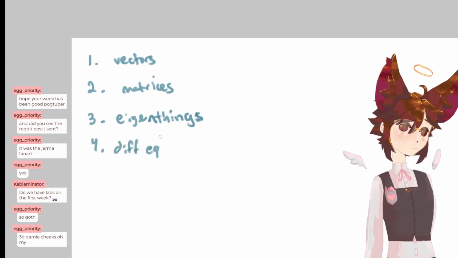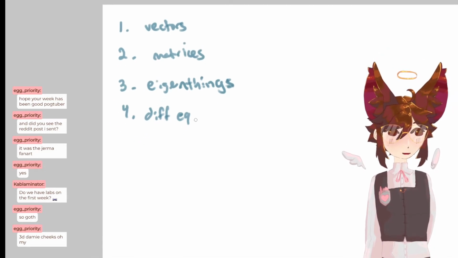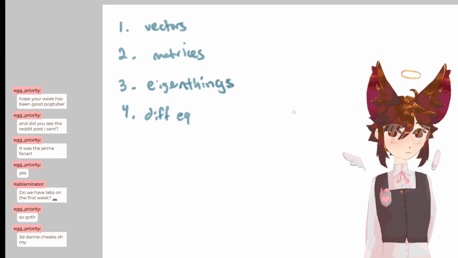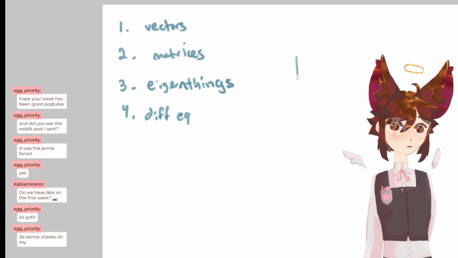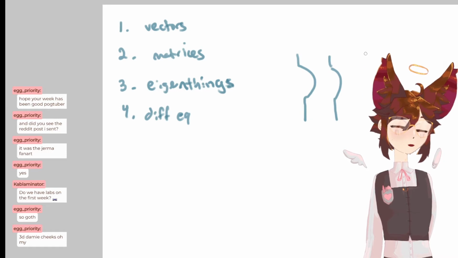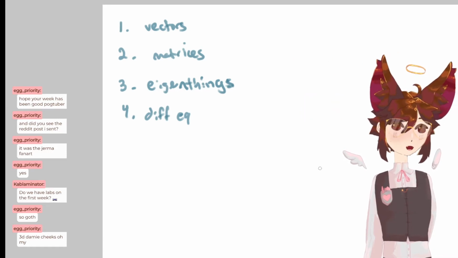Diff-EQ, 3D Damie cheese. He's gonna be so flat just for you, Egg. He's gonna be like a board. He's gonna have negative ass, like this. I don't even know how do I even draw that? Negative ass.